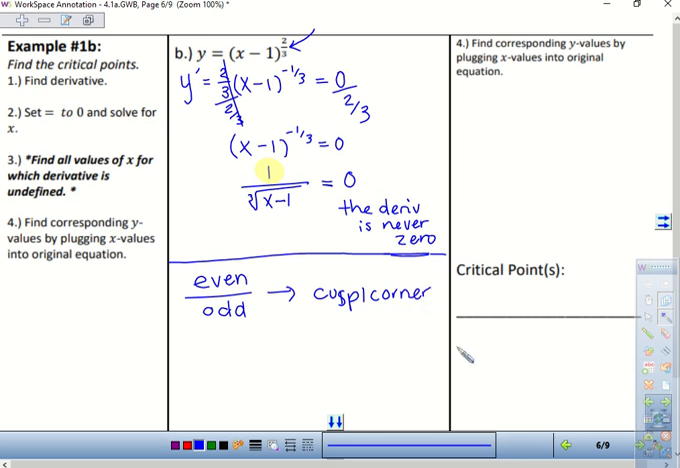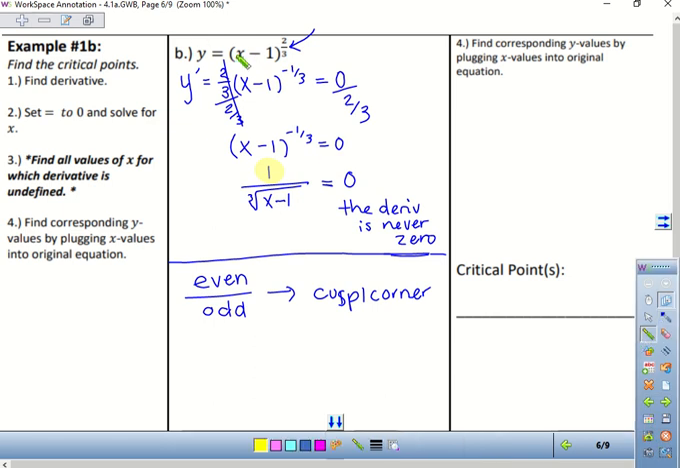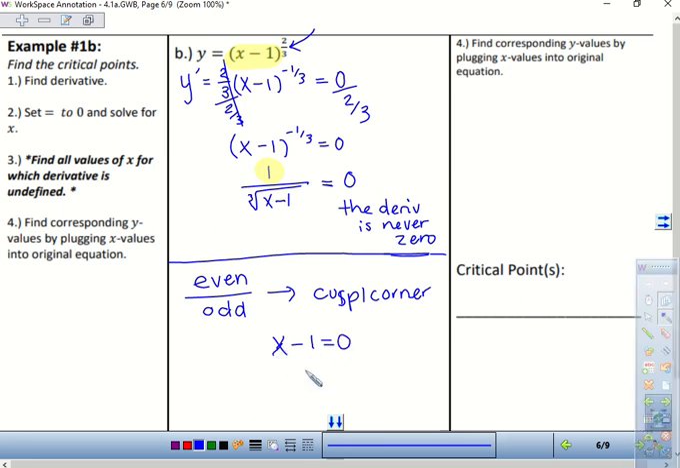So we know we have a cusp or a corner on this graph. Here's how you can figure out where that cusp or corner is without using any graphing technology. You're going to take whatever is to that even-over-odd power and set that equal to 0, and then solve for x. So x is equal to what? 1. So we know that we have a critical point, specifically a cusp or corner, at (1, ...).